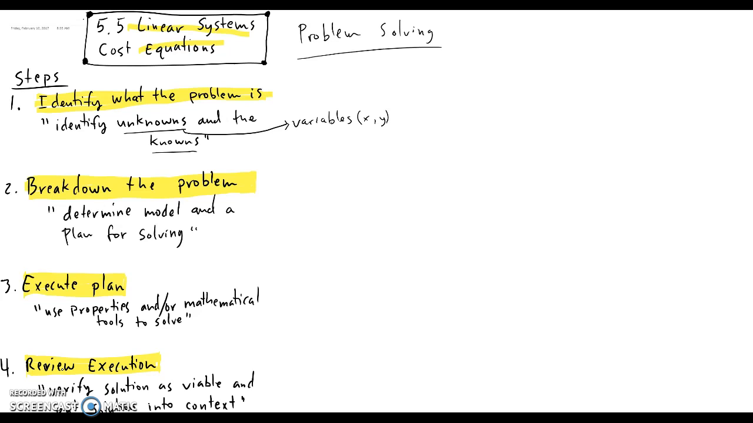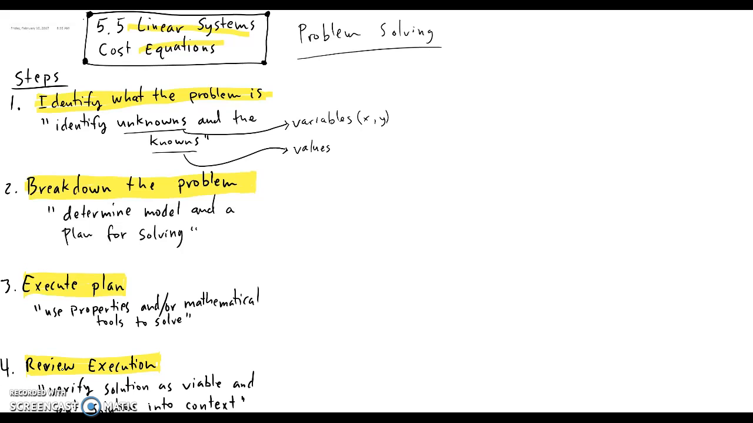The second part of this is also to identify the knowns. So in math, when you read a word problem, the knowns typically are values. Okay, if unknowns are variables, the knowns are values. So we want to identify what it's asking us for. Those will be our variables. And then we want to identify our values. And then our second step is going to be to determine what model and our plan for solving is.